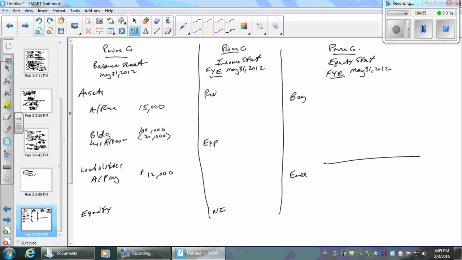We'll just keep going. Capital stock for 50. Where does that go? That's a credit. And that's equity. How much was it? 50. That's your contributed capital stock down there. Excellent. What else we got?